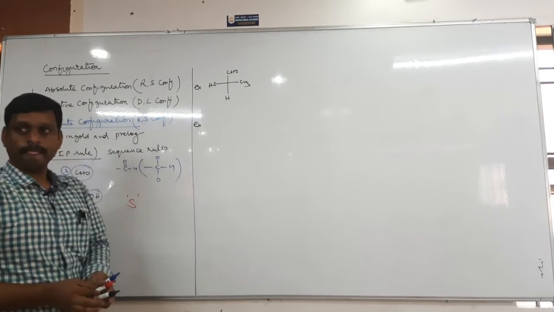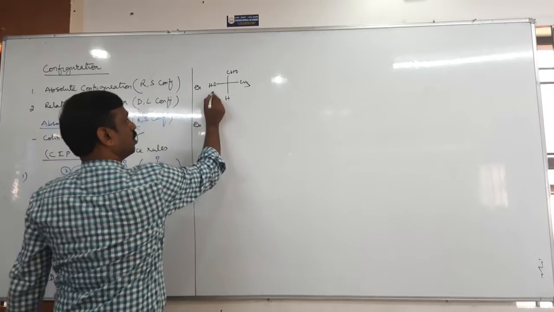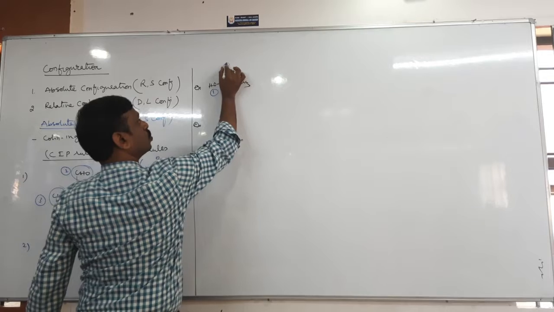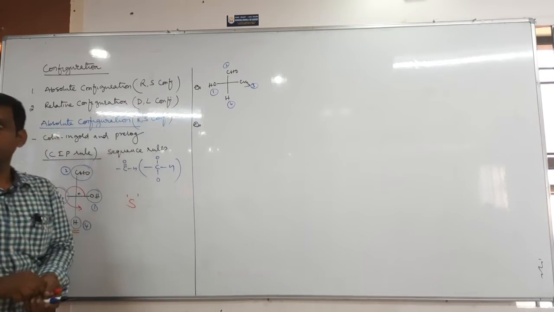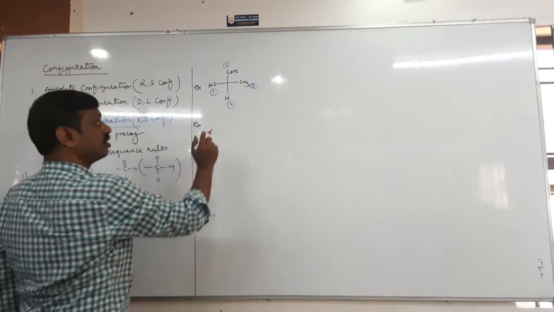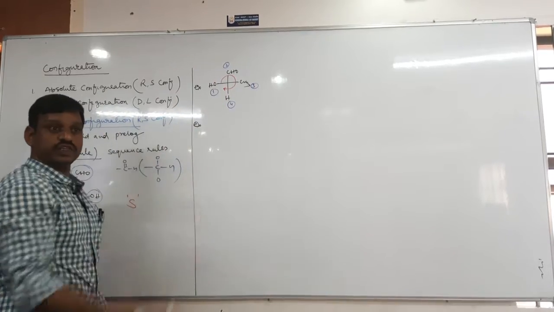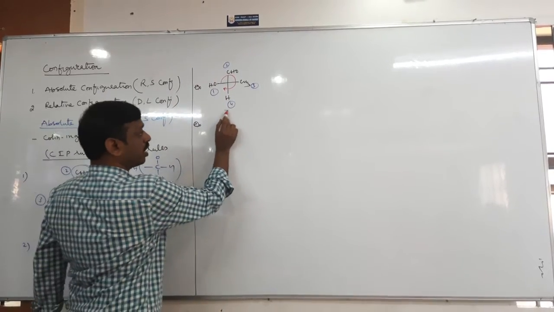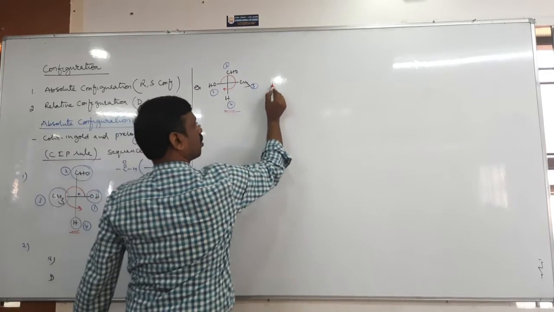Tell me this. So give the priority: 1, 2, 3, 4, and connect 1, 2, 3. You need not bother about the fourth group. Here it is 1, 2, 3 in a clockwise direction, and the fourth priority group must be on the vertical line, therefore it is R configuration.